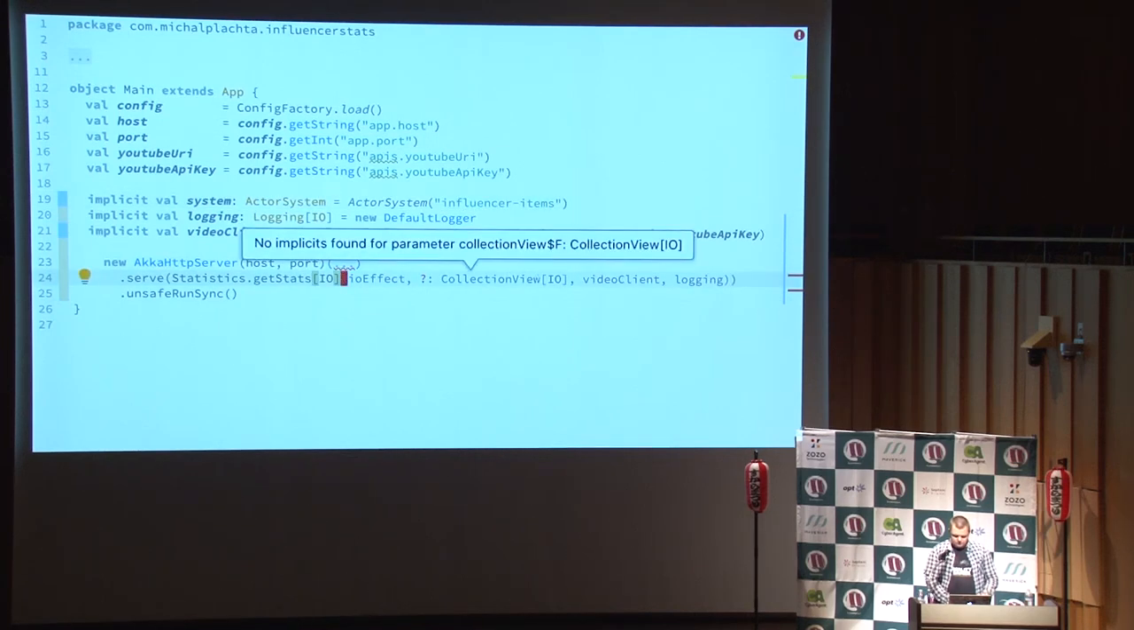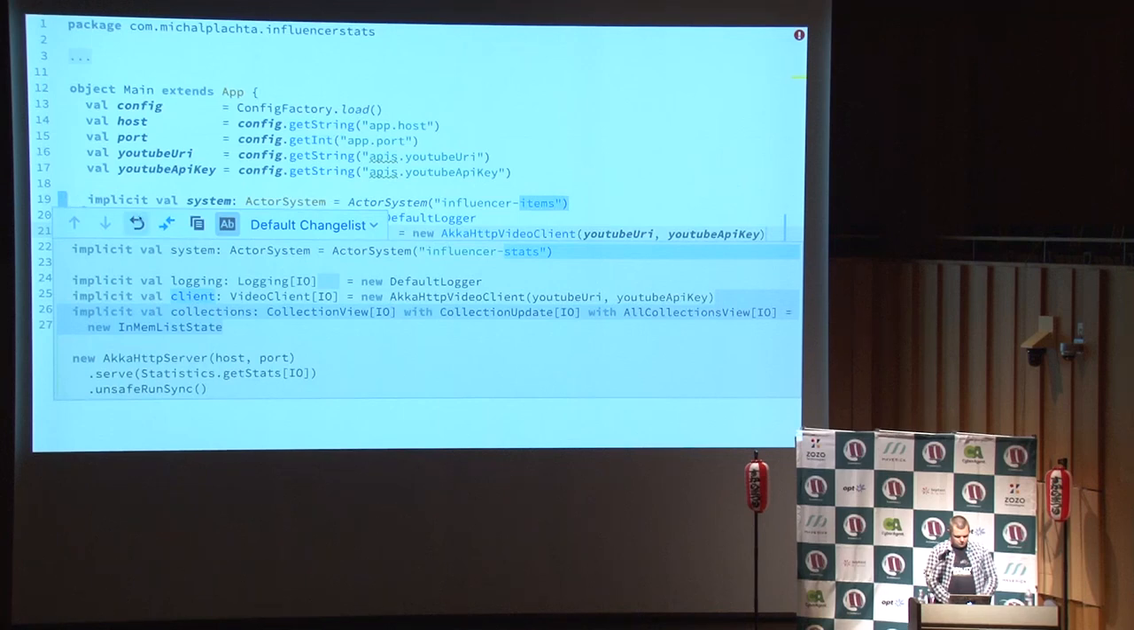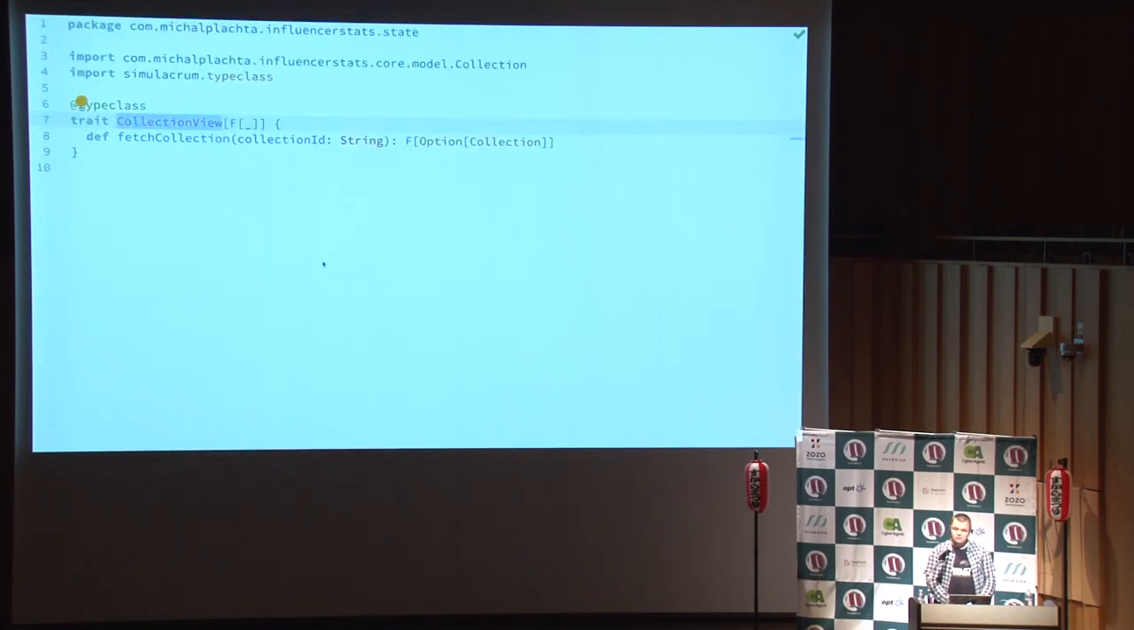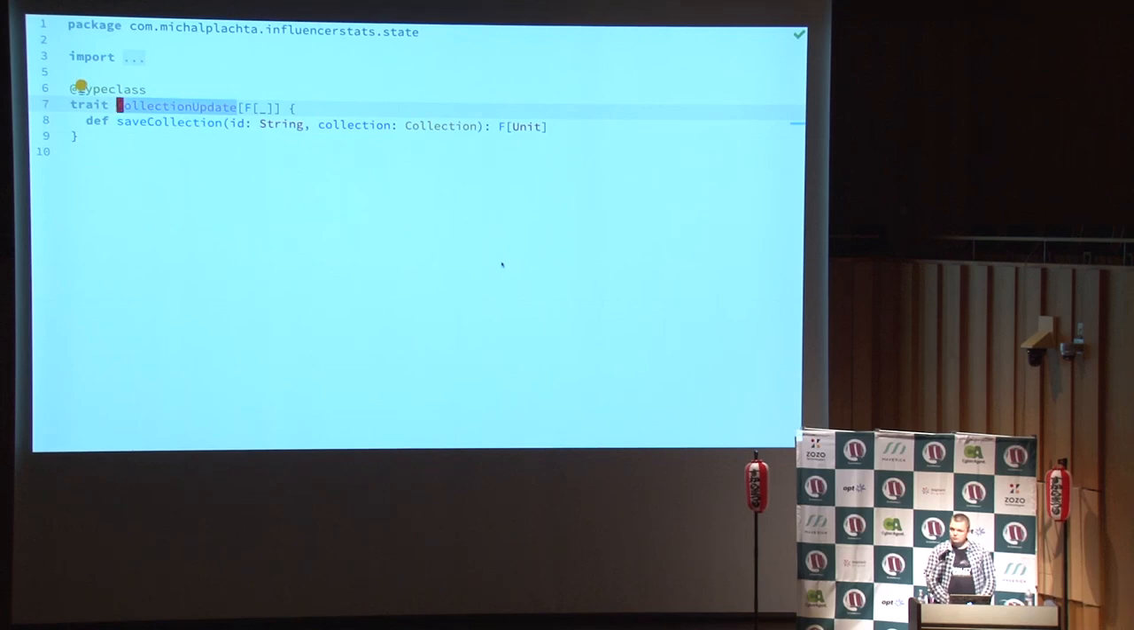What do we need? We need collection view, and that's all, probably. We need some collection things. And we can have something like that here. Collection view is the one that we implemented, the type class. But we also need to have a put, which I didn't show you, but works exactly the same. It's collection update, it's save collection, ID, and the collection. Right, so that's the one that I didn't implement, but it looks very, very similar to the ones that we did. It's exactly the same mechanism.